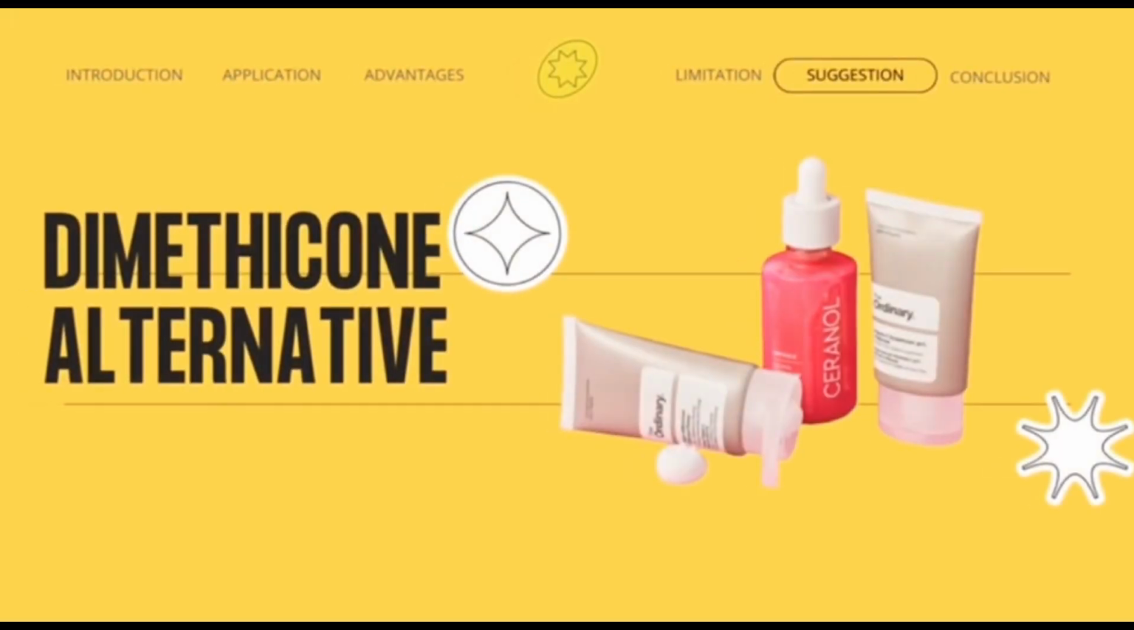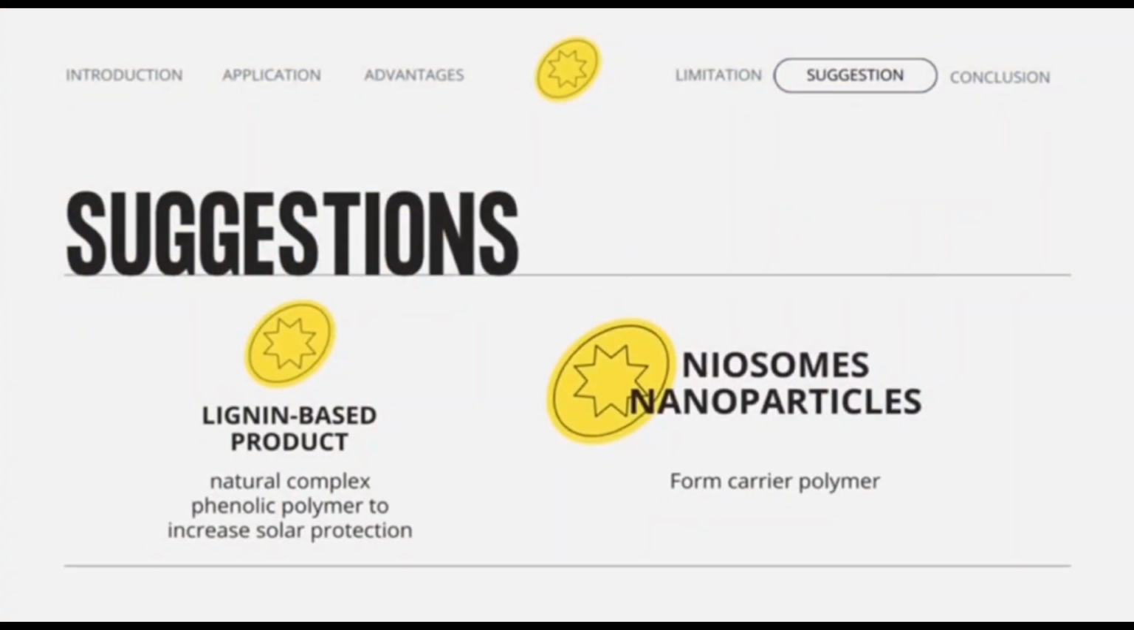Dimethicone alternative. To cater towards customers' preferences, advancements in the usage of silicone or an alternative for the usage of dimethicone need to be researched to improve formulation. A few suggestions are proposed to reduce, if not replace, the use of dimethicone. Number 1, lignin-based product, which is a natural complex phenolic polymer to increase solar protection. The second is niosome nanoparticles to form carrier polymer.